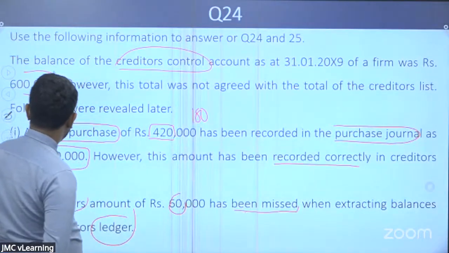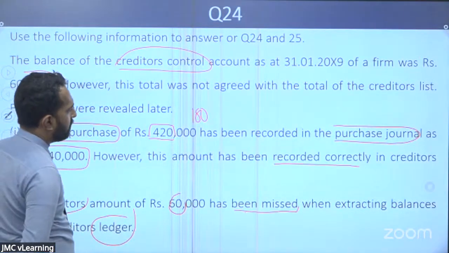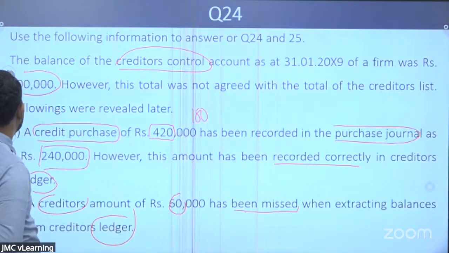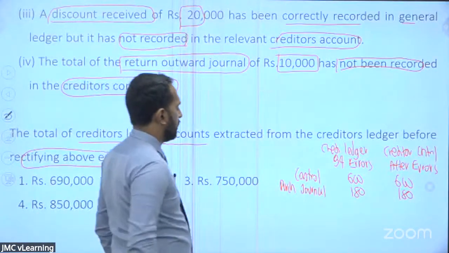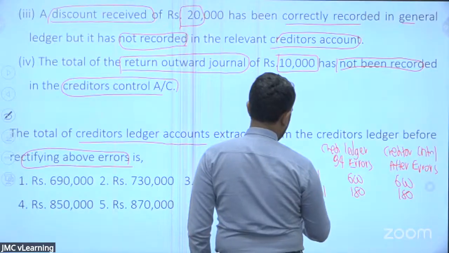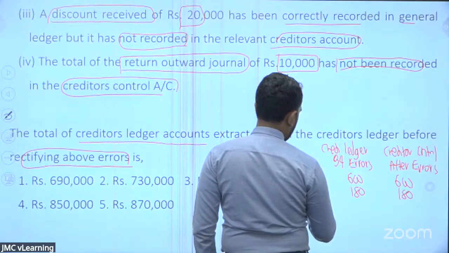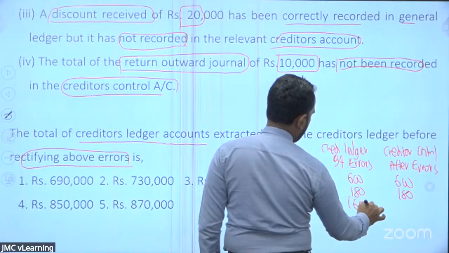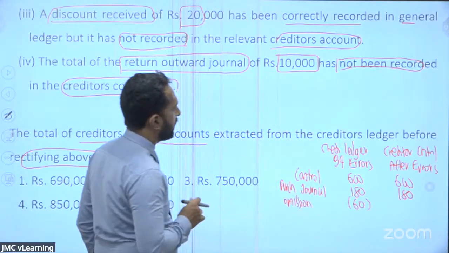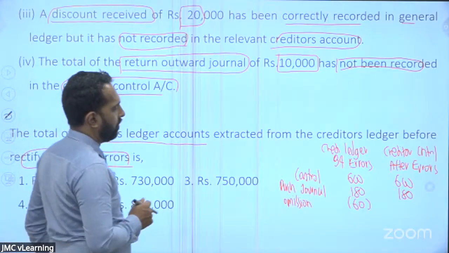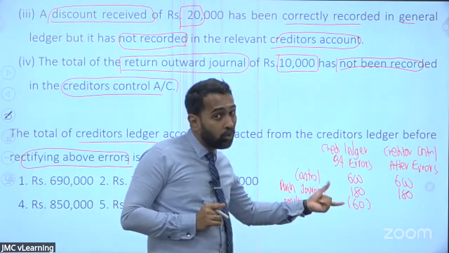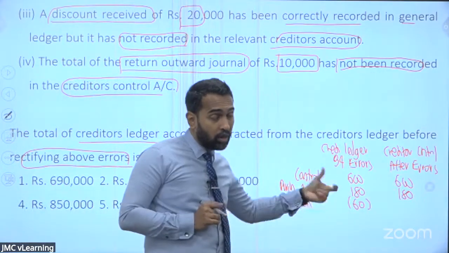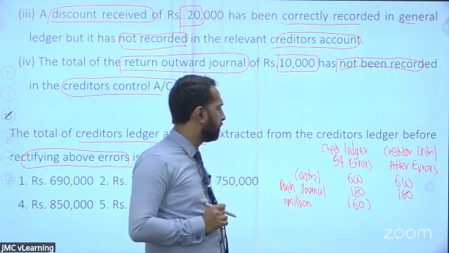A creditor's amount of rupees 60 has been missed when extracting the balances. That omission in the creditors ledger is not impacting the creditors control account. So that 60 rupees we are going to deduct. We are trying to go from the control account to the creditors ledger balance.